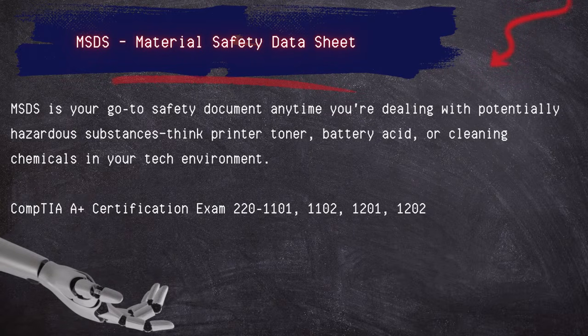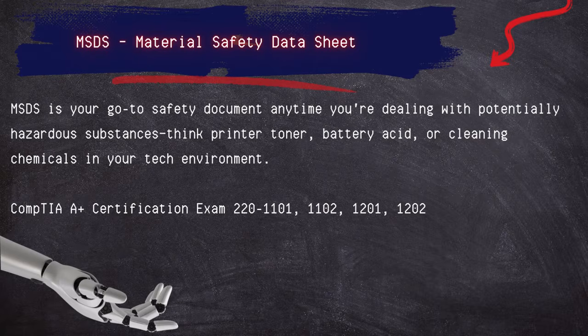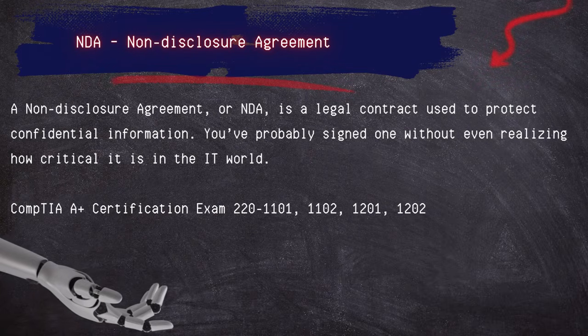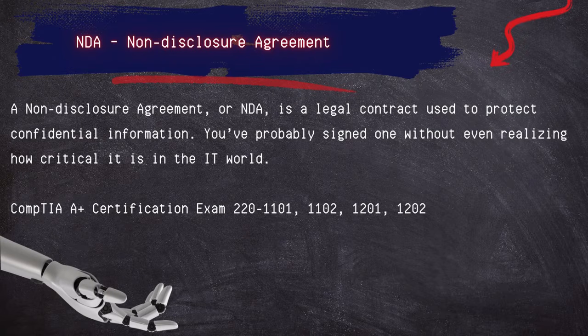MSDS, or Material Safety Data Sheet. Now, MSDS is your go-to safety document anytime you're dealing with potentially hazardous substances. Think printer toner, battery acid, or cleaning chemicals in your tech environment. NDA, Non-Disclosure Agreement. Now, a non-disclosure agreement, or an NDA, is a legal contract used to protect confidential information. You probably signed one without even realizing how critical it is in the IT world.